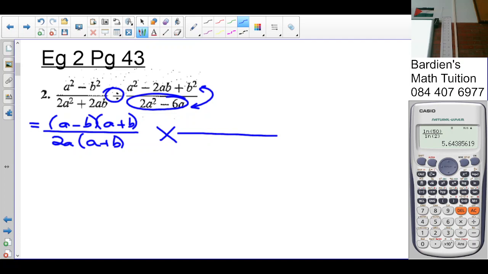So what is common in 2a squared minus 6a? 2a. What are we then left with? a minus 3. And this goes to the denominator. So a squared minus 2ab plus b squared becomes what? a minus b squared. Not so? Hang on, what can happen now? You cancel. Can you see that? Yes.